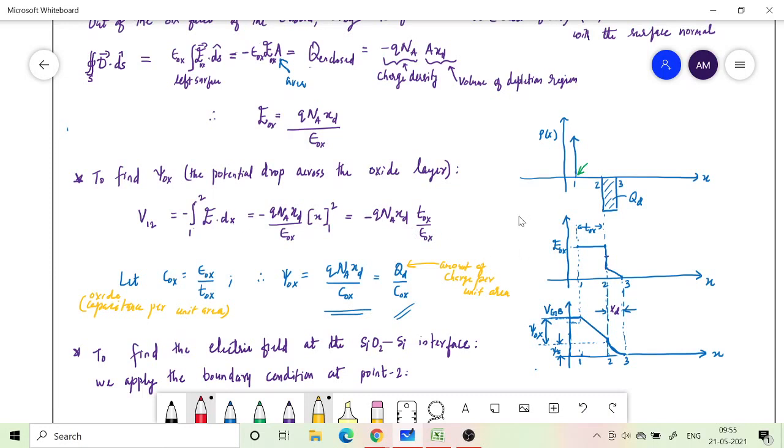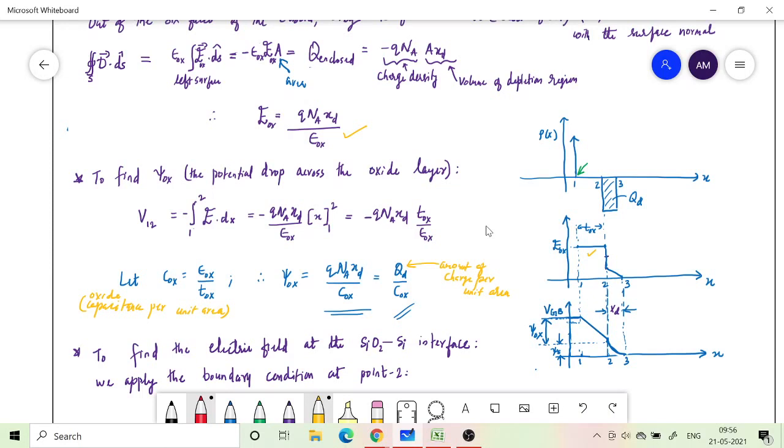Now if I draw these pictures, electric field and voltage, you can see that the electric field is constant, it is E ox inside the oxide region. So we have only found out this part, where inside oxide we got this value. E ox is equal to Q Na xd by epsilon ox. Whatever that is, it is a constant because it doesn't vary with x.